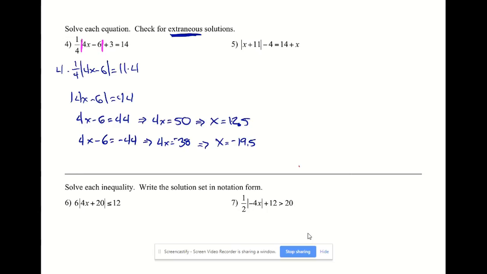And because my x is only inside the absolute value bars, both of these are valid solutions. So if you want to hit pause, because I'm going to erase this so I can go on to the next one.